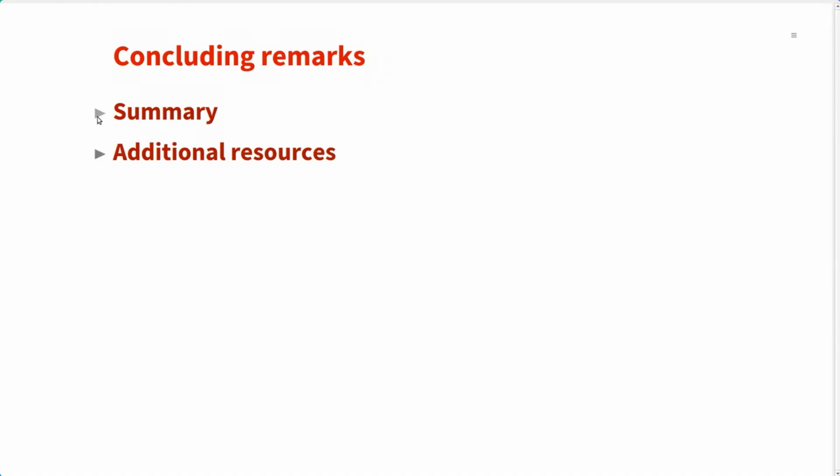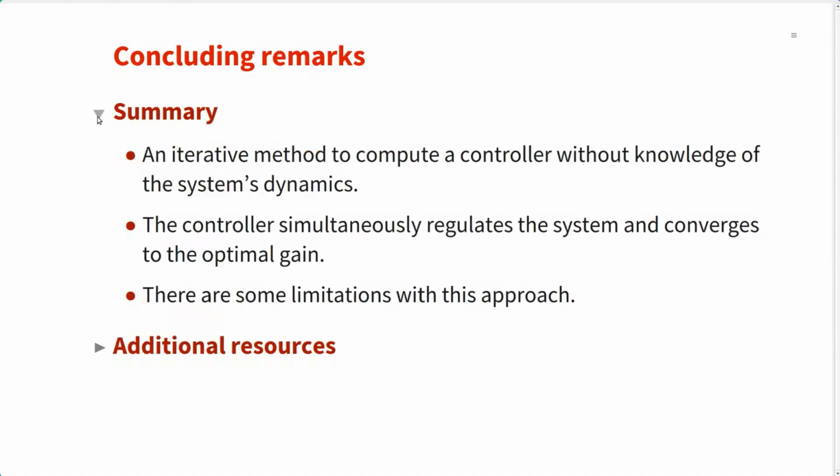To summarize, this is an iterative method to compute a controller without any knowledge of the system's dynamics. The controller simultaneously regulates and converges to the optimal gain, so it's both learning and stabilizing the system. There are some limitations. One is that, although it doesn't know the system dynamics, it assumes that the system dynamics are linear. The other, as I showed, is that we need to start with a stabilizing gain, especially for unstable systems, for the system to actually converge to the solutions.